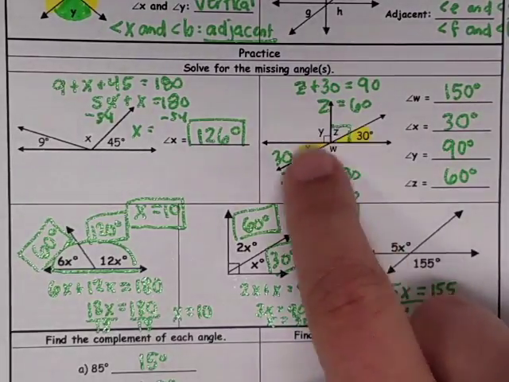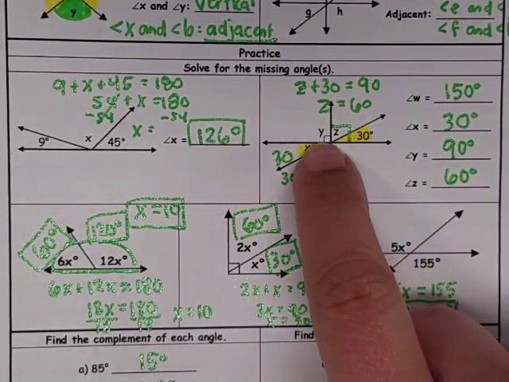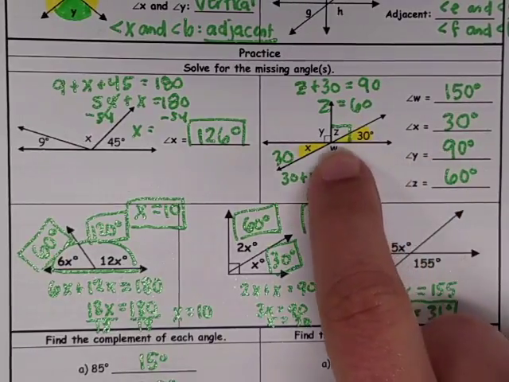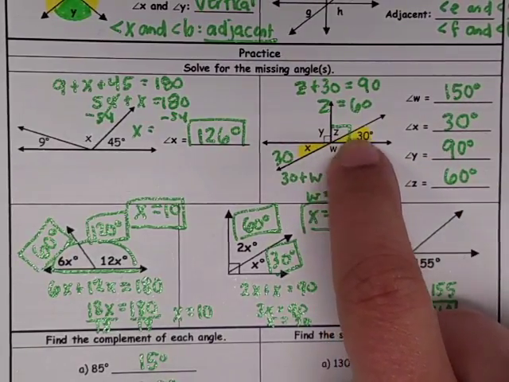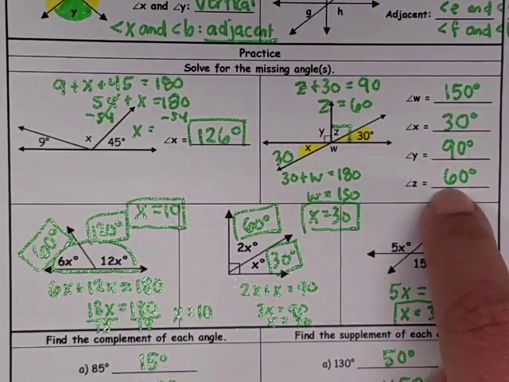Right here, it was kind of like a puzzle. You had to find one to find the other. So the first thing I knew was Y was 90, so I put that in there. Then I knew if Y was 90, then Z and 30 make 90. So then I knew that that had to be 60. So then Z was 60, so I was able to put that here.